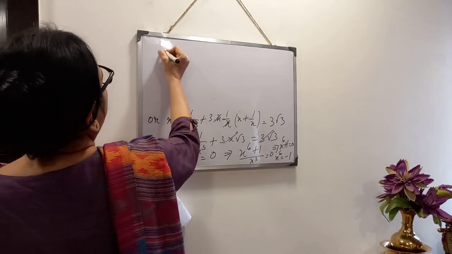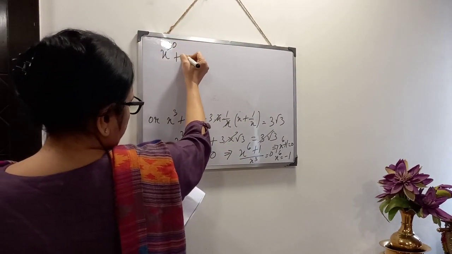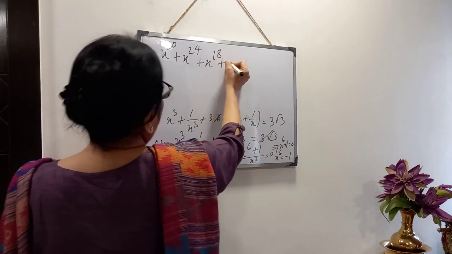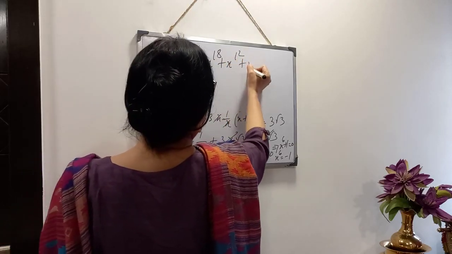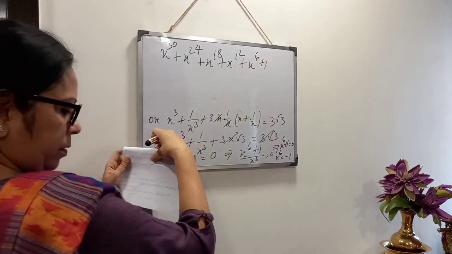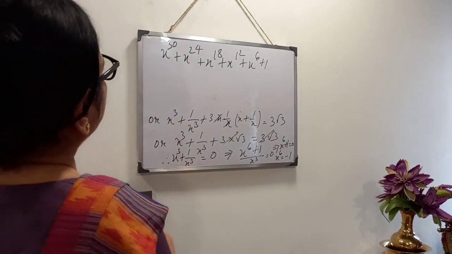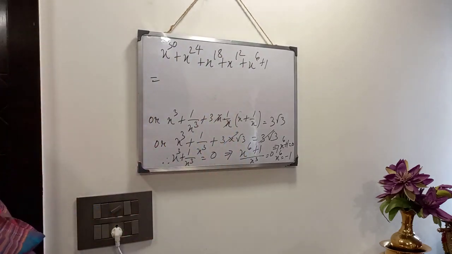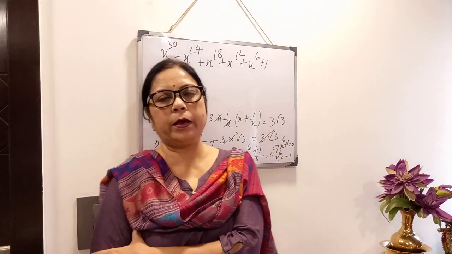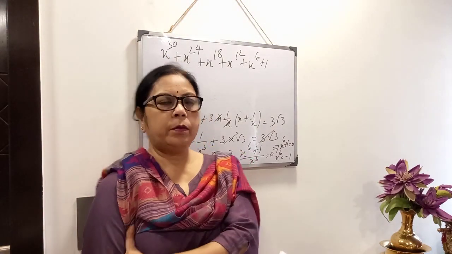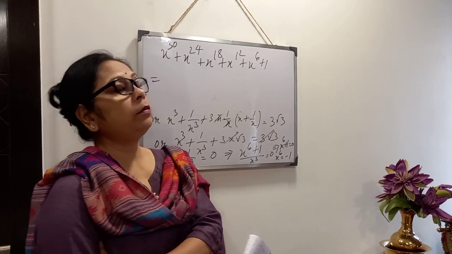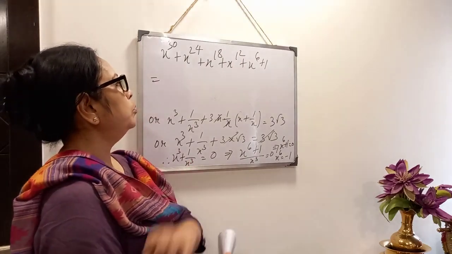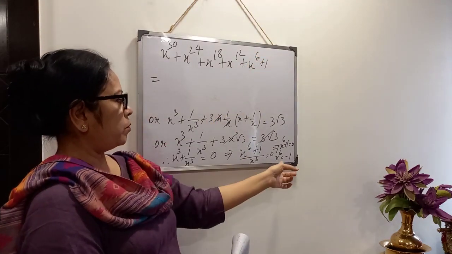X to the power 30 plus x to the power 24, x to the power 18, 12. This is a big term. Clear? Now see, all these are multiples of 6. So x to the power 30 means what? X to the power 6 into 5. Similarly, second term 6 into 4, third one 6 into 3, fourth one 6 into 2, and x to the power 6 value we know.